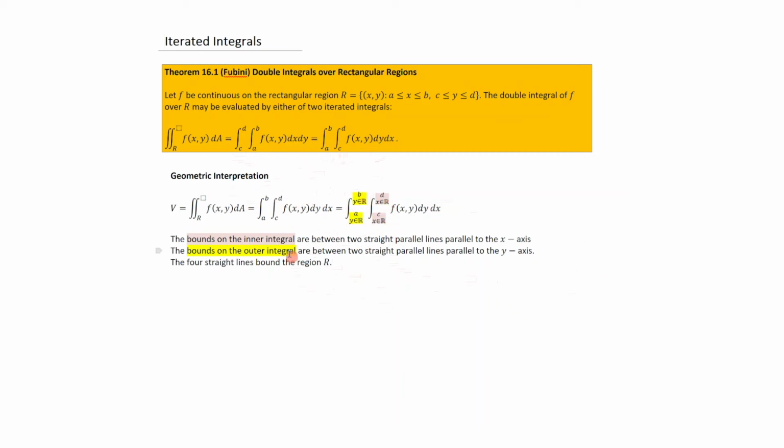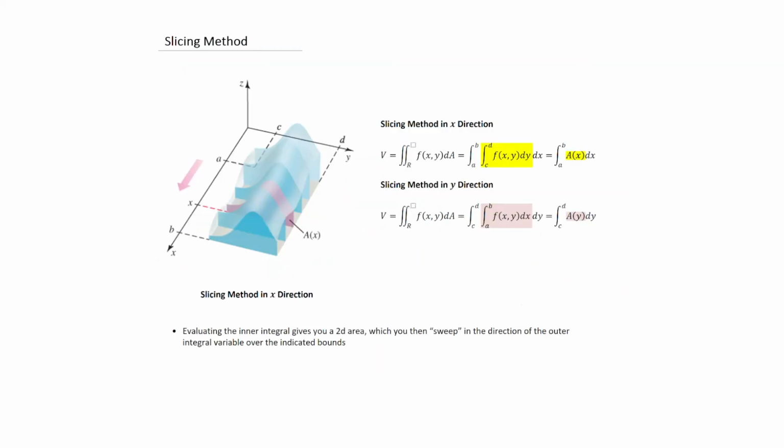Okay, so this is just a summary of what we just said here. Keep this in mind, even though the book doesn't necessarily use this type of symbology. All right, so now let's go through the actual integration process. It's called the slicing method. You can either go in the x direction or the y direction.